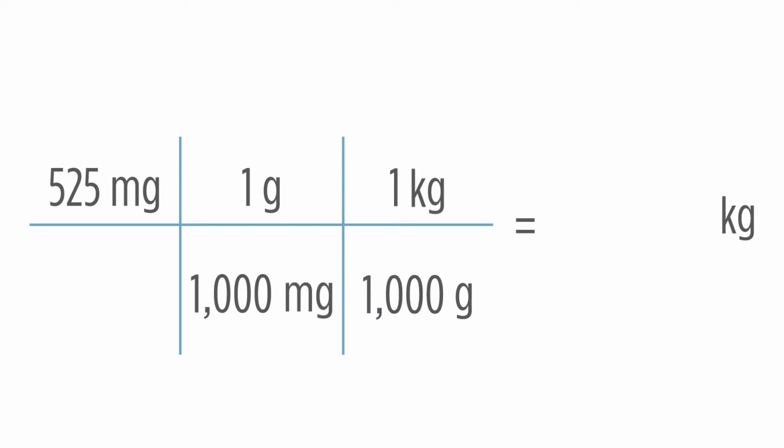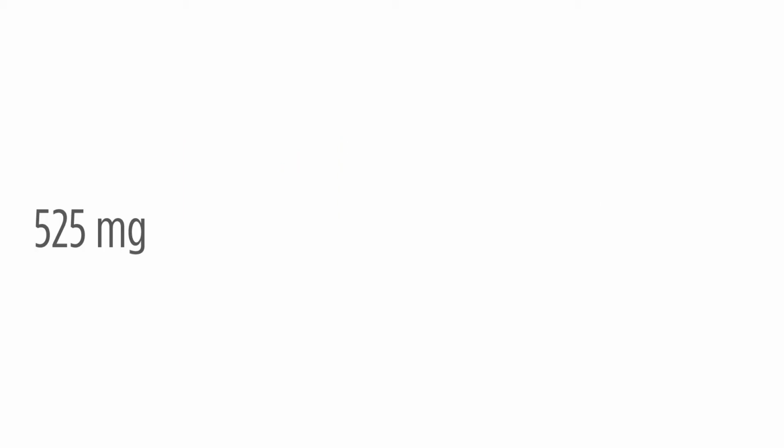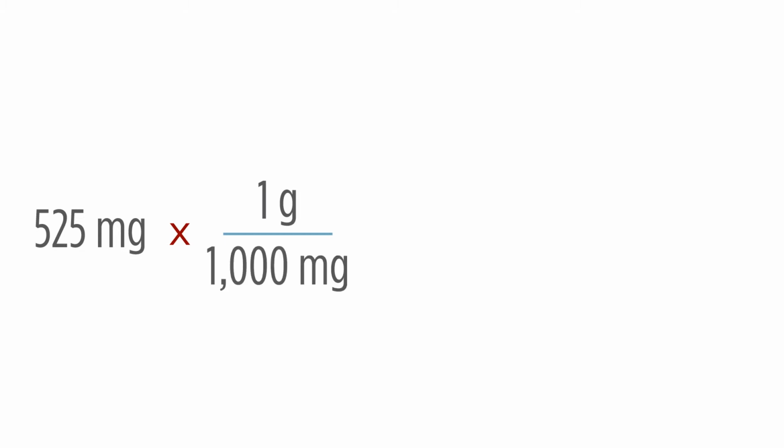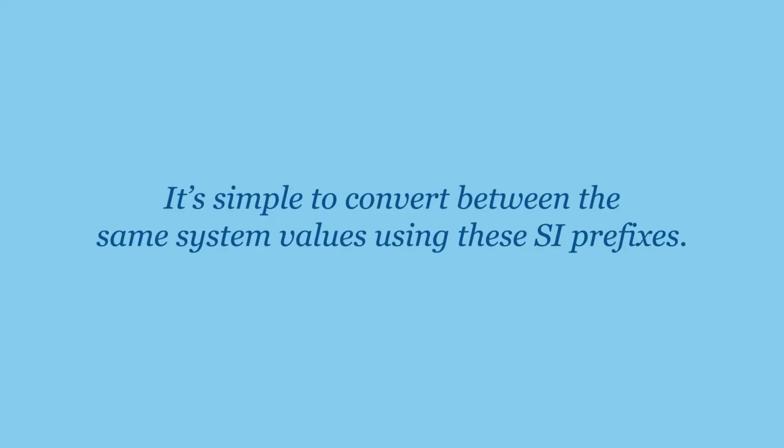Putting those all in, we check for our units. We see that milligrams will cancel. We see that grams can cancel. And we just do the mathematics to come up with our value, 0.000525 kilograms. We can represent this dimensional analysis chart also in just simple multiplication. So therefore we take 525 milligrams times 1 gram over 1,000 milligrams times 1 kilogram over 1,000 grams. And we get, of course, the same value. It's simple to convert between the same system values using these SI prefixes.